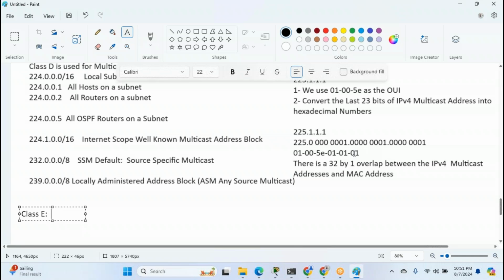And there are very rare chances that you are using an IPv4 address which is overlapping with this one in your network. Let's say you are using SSM. There are only two overlapping, 232.1.1.1 and 232.129.1.1. Again, a very big gap. Very rare chances you will be using both. If you're using the ASM 239 address block, again, there are only two addresses overlapping each other. So that's why it does not create any problems.